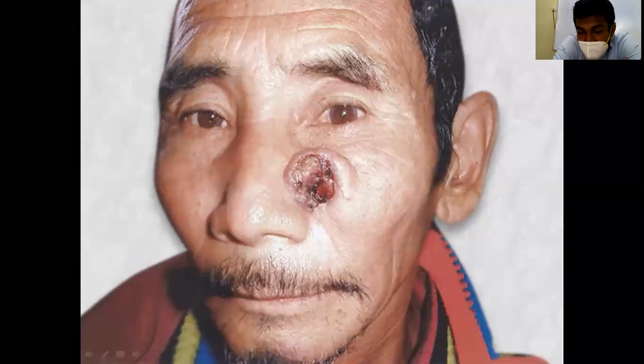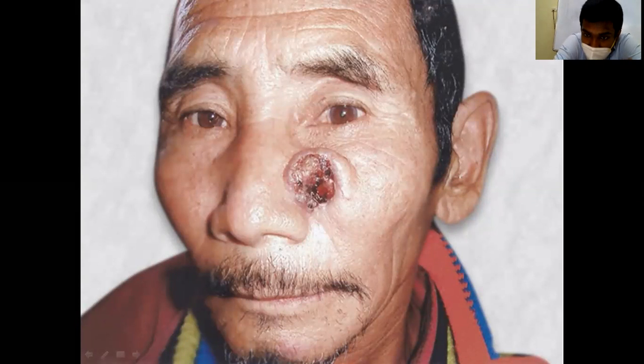Basically, they're nodular, cystic, and pigmented, yes. Sclerosing basal cell carcinomas. Now, you have sent a biopsy to your pathologist.